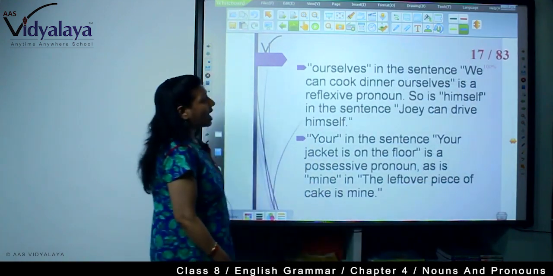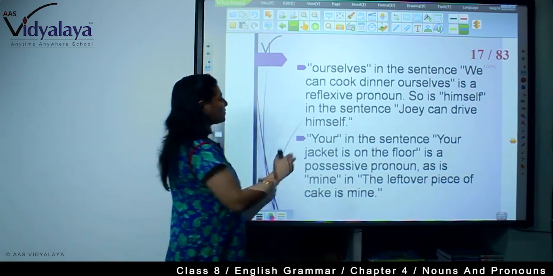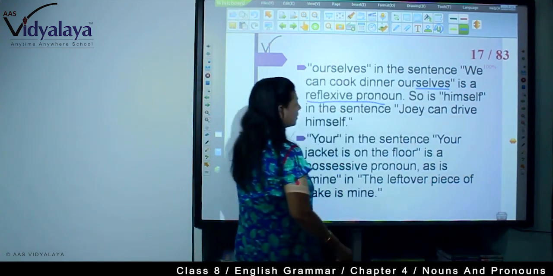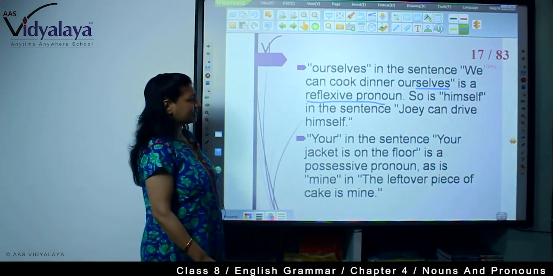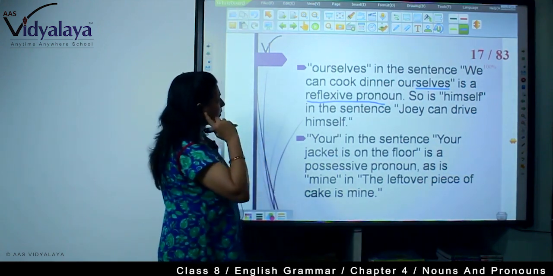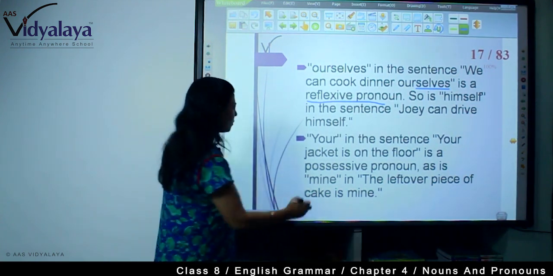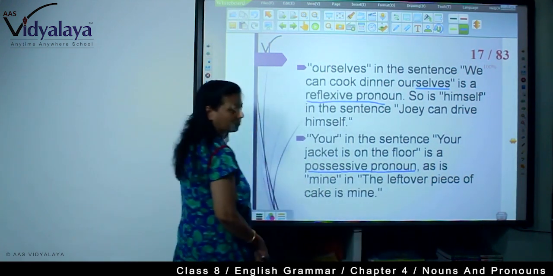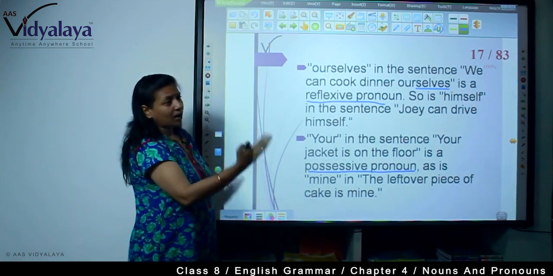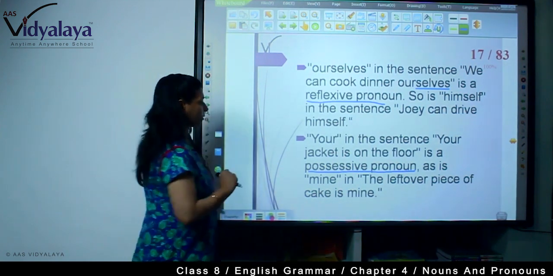Now, next, ourselves in the sentence: We can cook dinner ourselves, is a reflexive pronoun. So is himself in the sentence: Joy can drive himself. So these are all reflexive pronouns. Now, your in the sentence: Your jacket is on the floor, is a possessive pronoun. So, your jacket, mine dress, her book. These are all possessive pronouns.